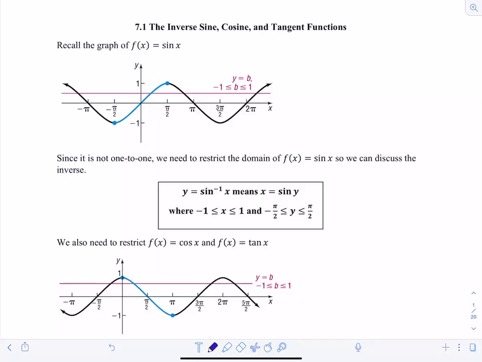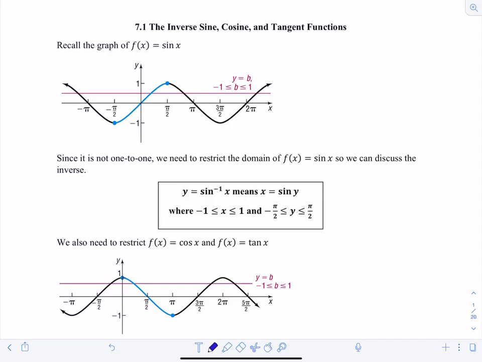This is section 7.1 on the inverse sine, cosine, and tangent functions. To begin our discussion, we're going to analyze the graph of f of x equals sine x. Notice its domain is all real numbers. Its amplitude is 1. The range, all the y values, are bounded between -1 and 1 inclusive.